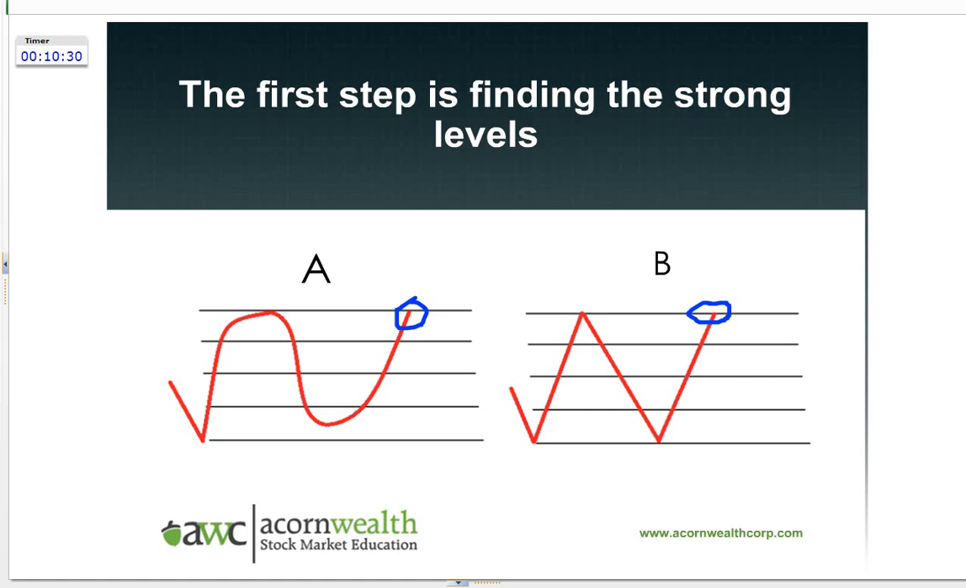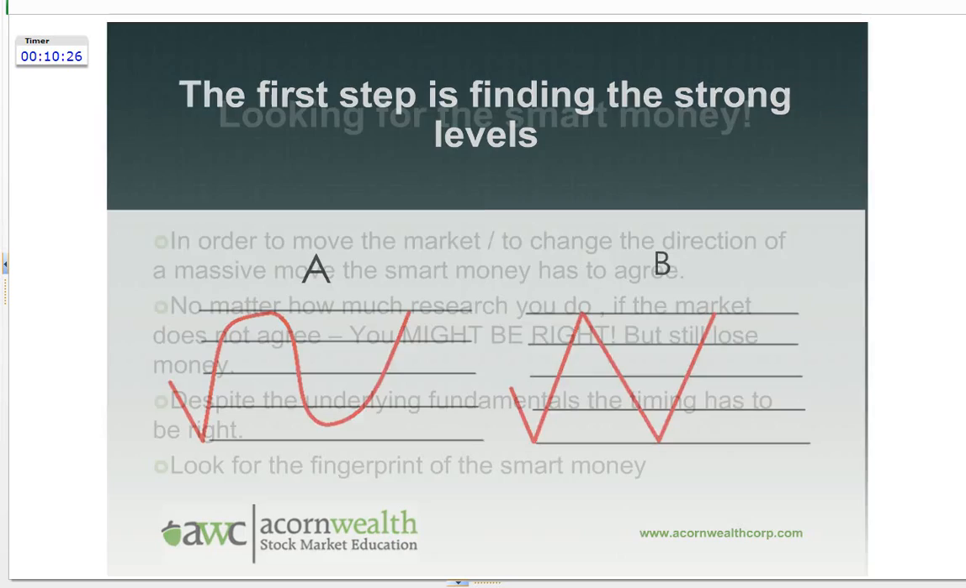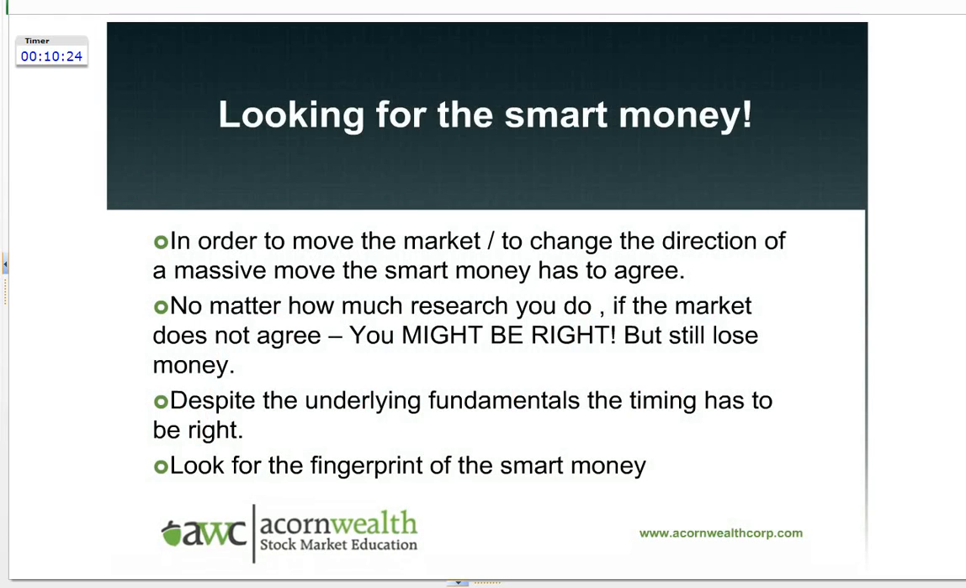So looking for the smart money, let's just do a quick checkpoint. Basically, once we locate these levels, now we need to locate the smart money. And we need to understand that in order for the market to move or change direction, the smart money has to agree. So you can go out and do all the research in the world you want, but unless the smart money agrees with you, you're wrong.